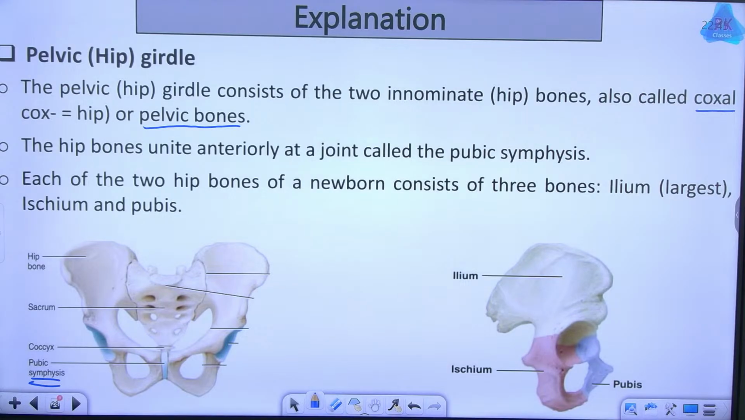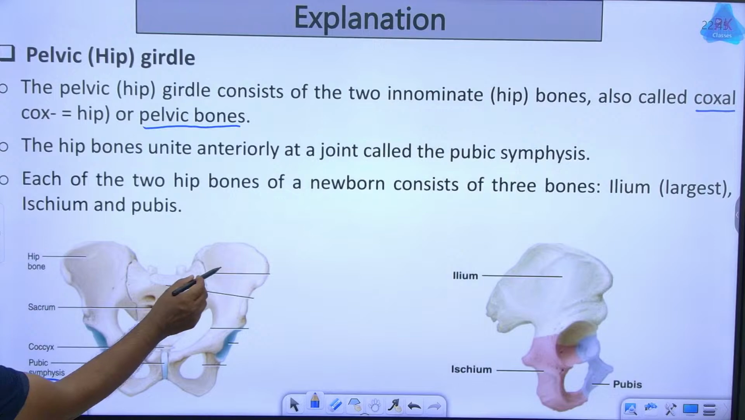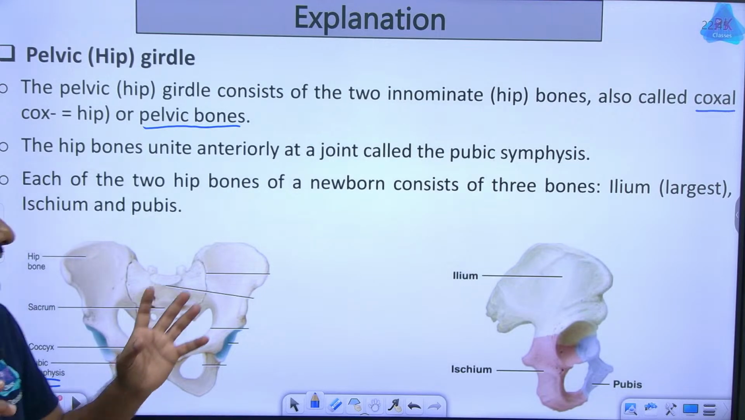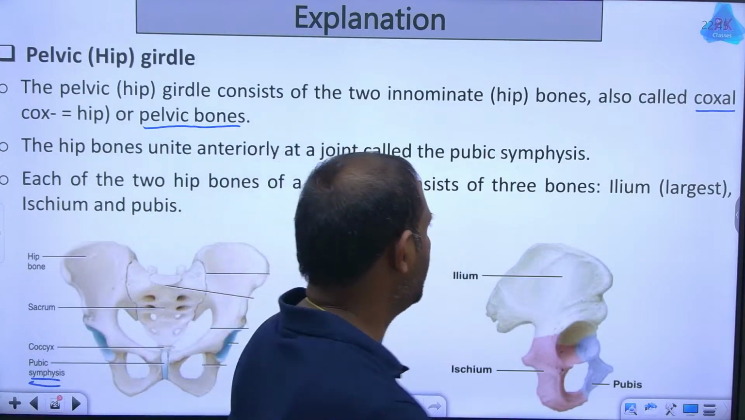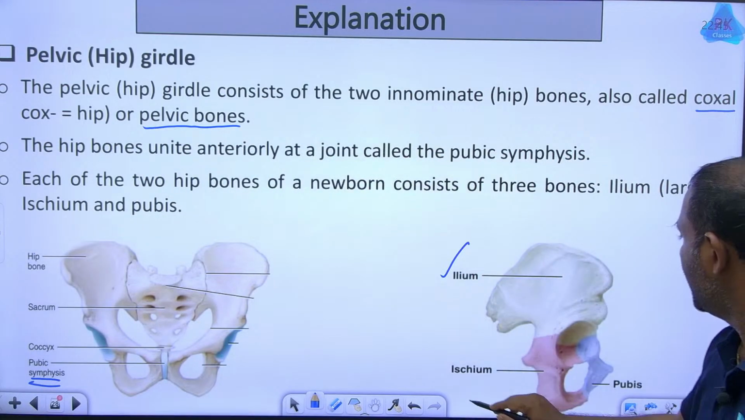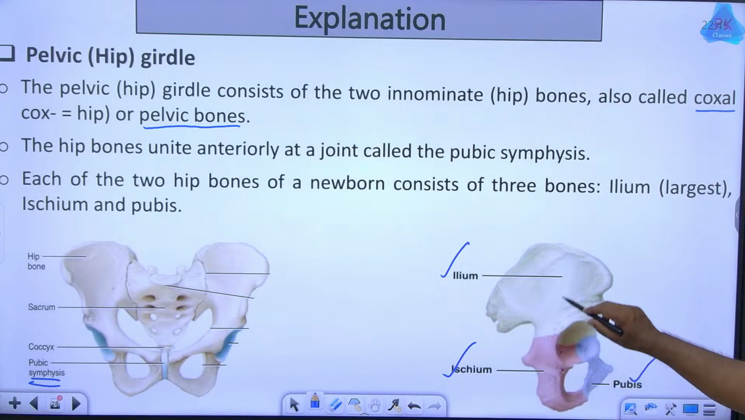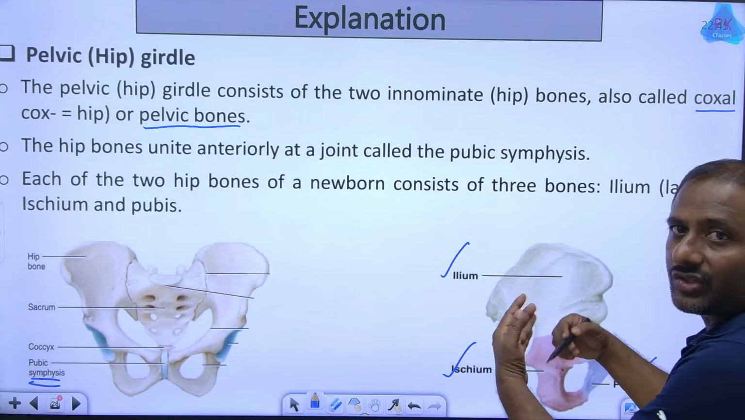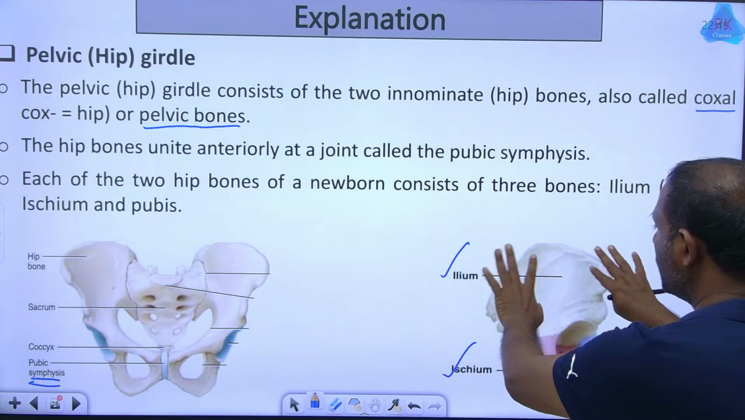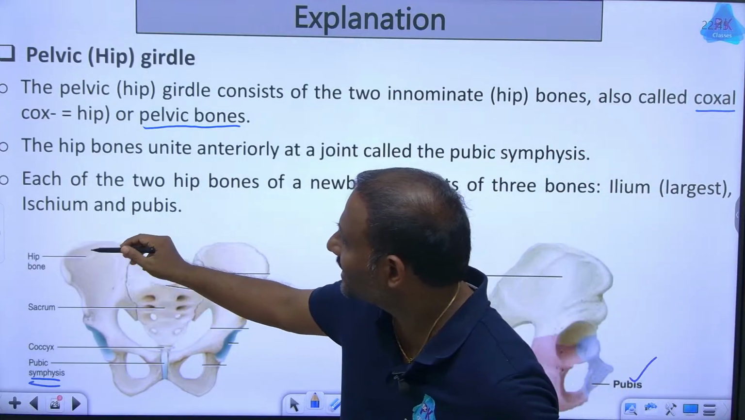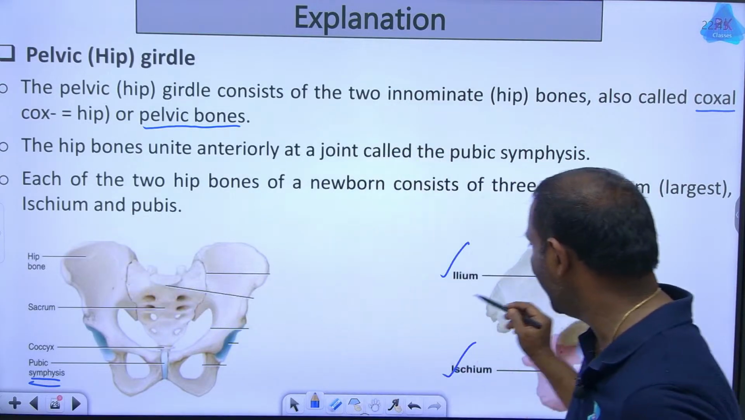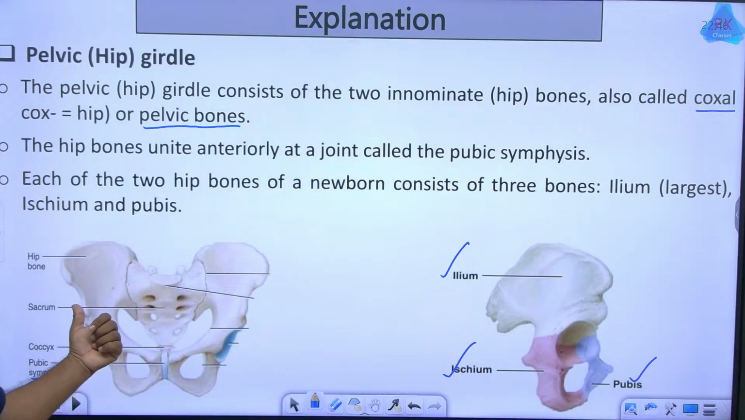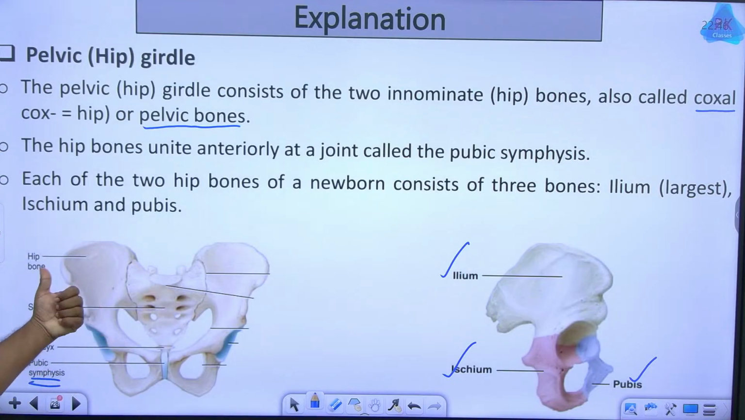But in children, in the newborn, the individual hip bone is not a single bone. Okay. It consists of three bones: ilium, ischium and pubis. Among these three, the ilium is the largest one. But later on, in childhood, as you grow older, these bones will fuse together into a single hip bone. ठीक है. न्यू बॉर्न में ये अलग अलग होता है तीन, but as you grow old, they fuse together to form a single coxal bone या single pelvic bone or hip bone.